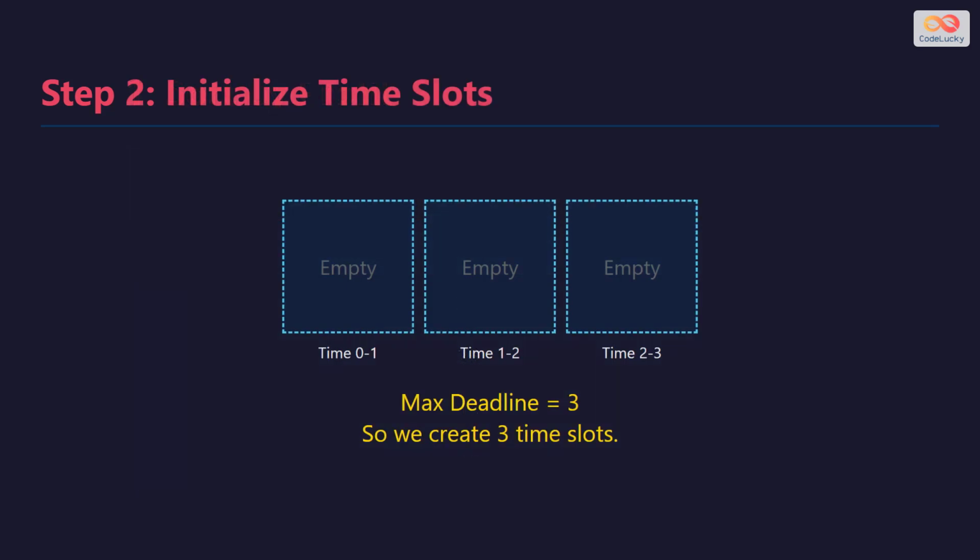Next, we prepare our timeline. Since the maximum deadline among all jobs is 3, we create an array of size 3. These represent the time slots from 0 to 1, 1 to 2, and 2 to 3. Initially, all these slots are empty. We will try to fill these slots starting with our most profitable jobs.